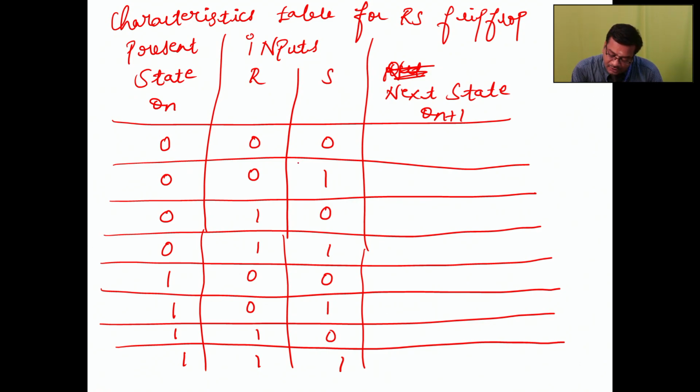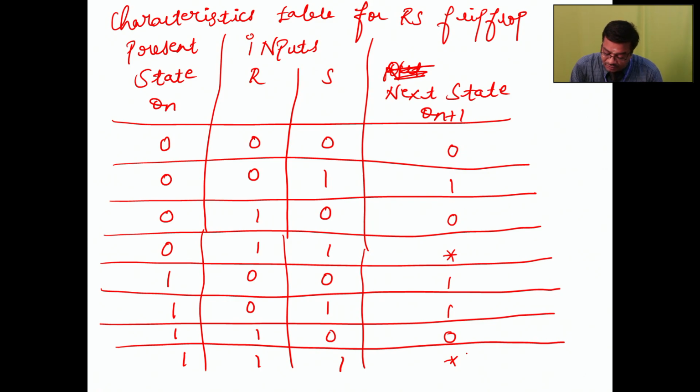So for 0 0, no change. Whatever the present state is will appear in the next state. Whatever is in the present state, 0, will appear in the next state. I am giving a high value to S, we will get 1 here. We are giving a high value to R, we will get 0 here. For 1 1, it will be indeterminate, we can't define the function. So 0 0 no change, 1 1 indeterminate. This is the characteristics table for the SR flip flop.